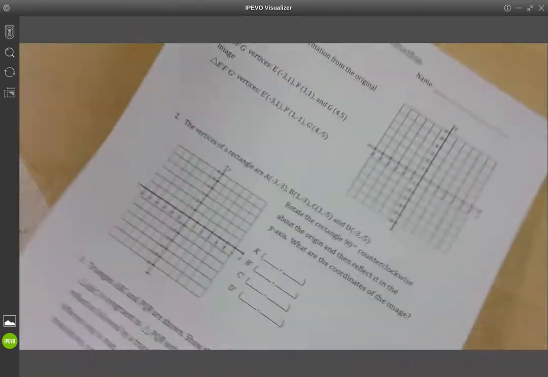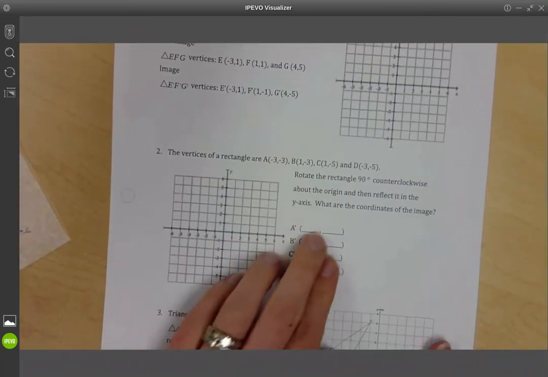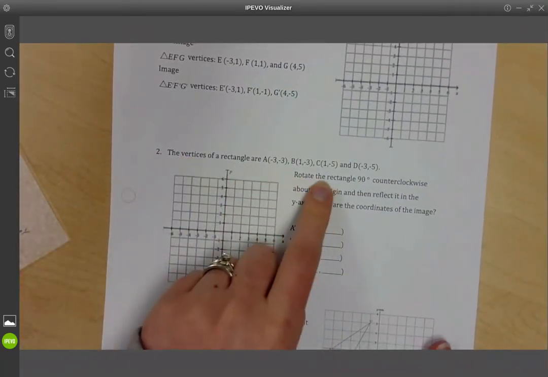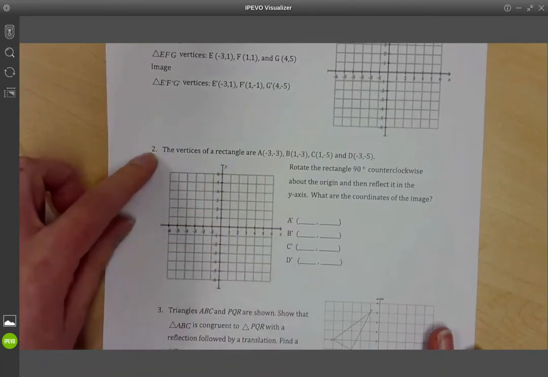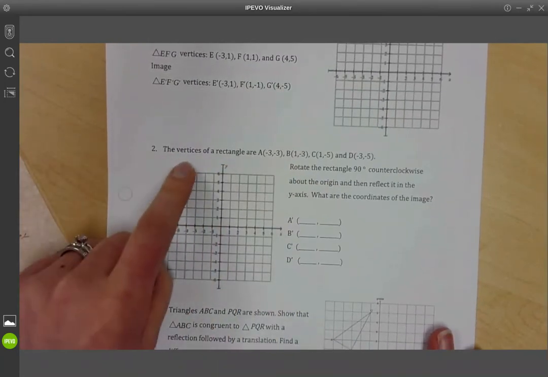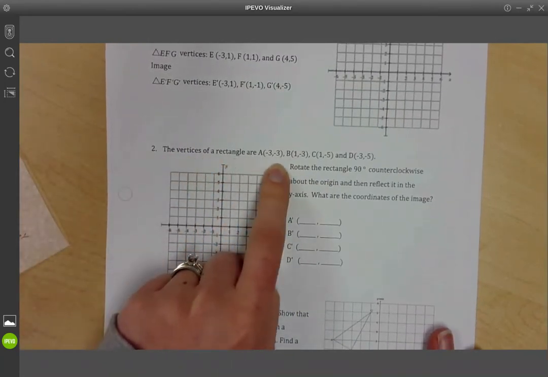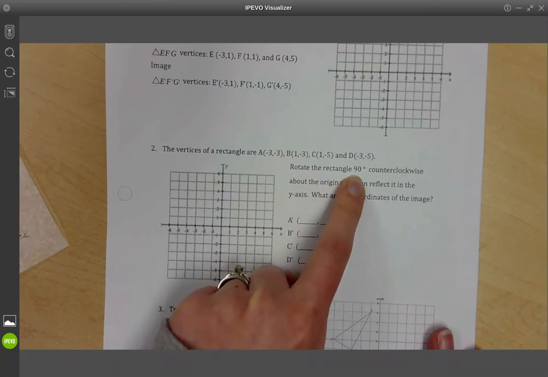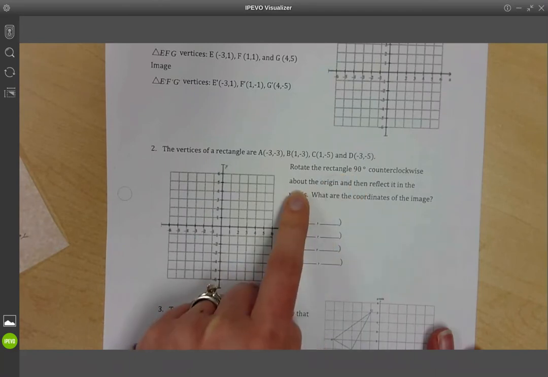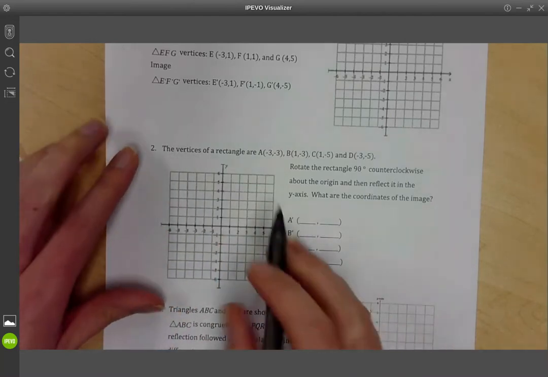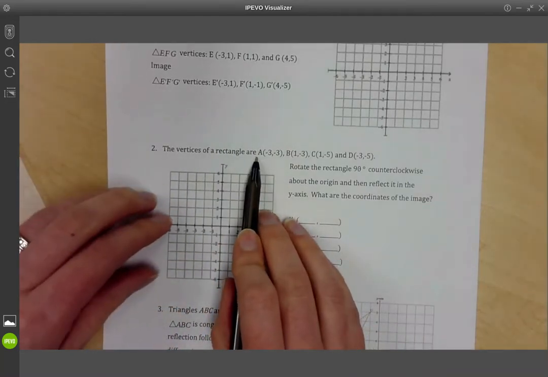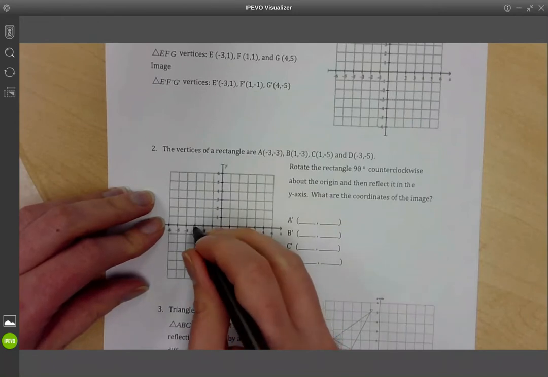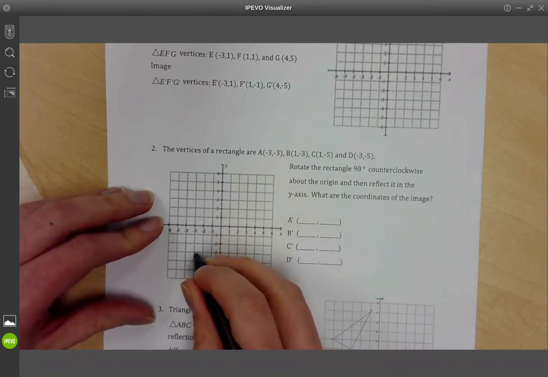Real quickly putting it together, I wanted to show you what this might look like with multiple steps. So I'm going to look at example 2 here, where it says the vertices of a rectangle are A, B, C, D. We're going to graph those in just a second. Then we're going to rotate our figure 90 degrees counterclockwise, and then reflect it and find our new coordinates. So first I need to graph my pre-image. So A at -3, -3.